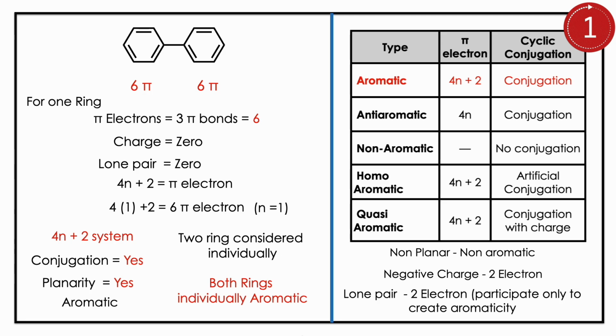So totally 6 pi electron, 3 pi bonds, 6 pi electron, which comes under 4n plus 2 where n is 1. So 4n plus 2 system, conjugation definitely it is there. Planarity yes. So the given compound is aromatic, or more specifically, both rings are individually aromatic.